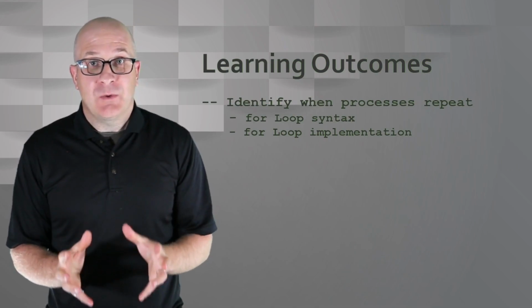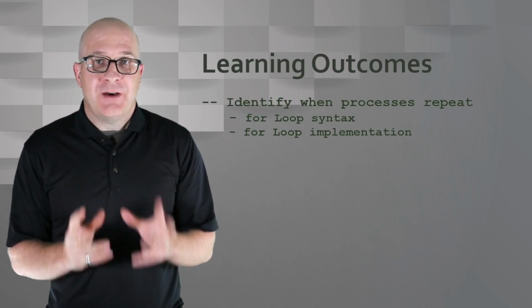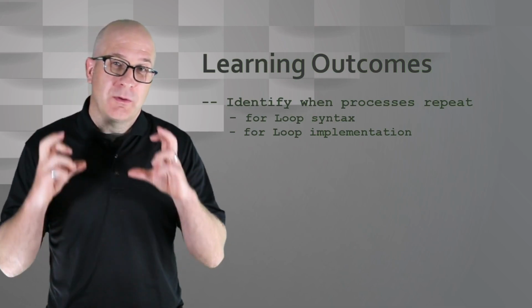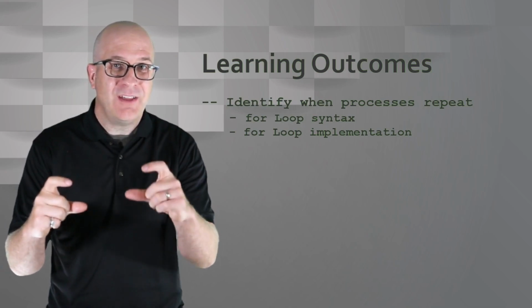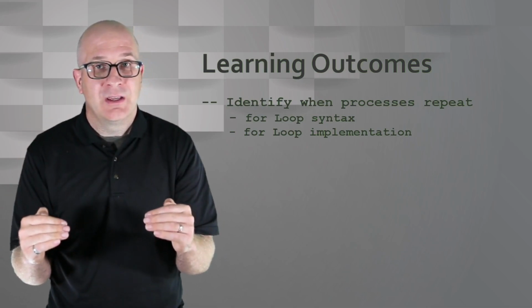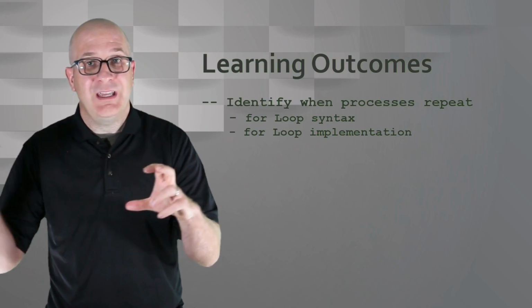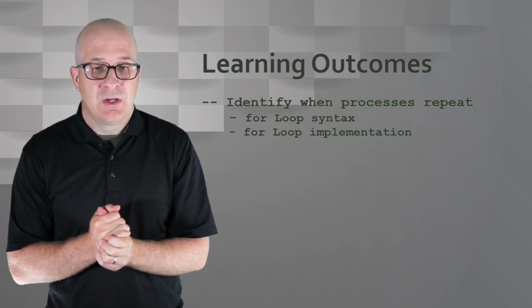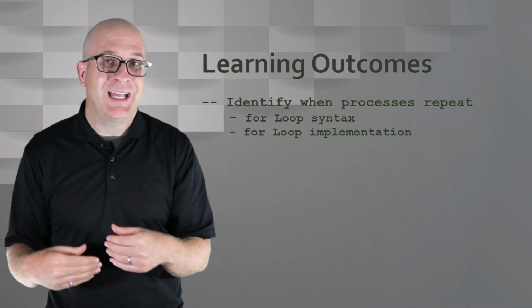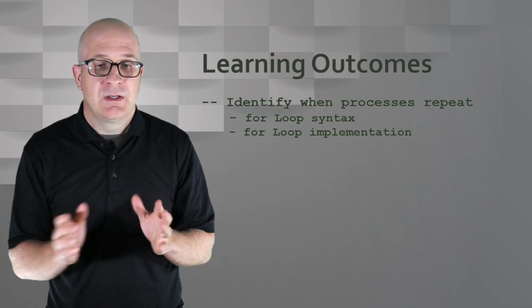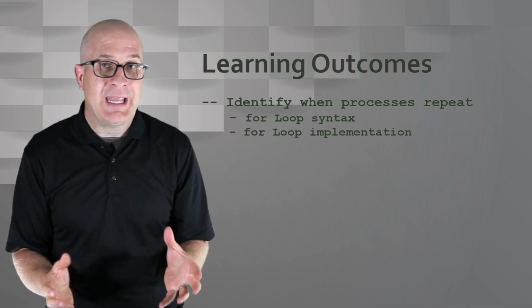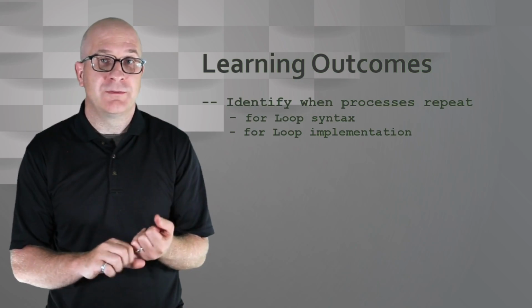In this particular video, what we're going to be looking at is identifying when processes repeat. So we're going to look at repeated processes. So remember, what is a process? A process is an equation or a set of equations or a set of steps that form a process with an input and an output from it. So we're going to identify when these processes can be used over and over and over again in a repeated cycle. The other thing we're going to take a look at is how to make these processes repeat in code or in MATLAB. And for this, we're going to use what's called a for loop.